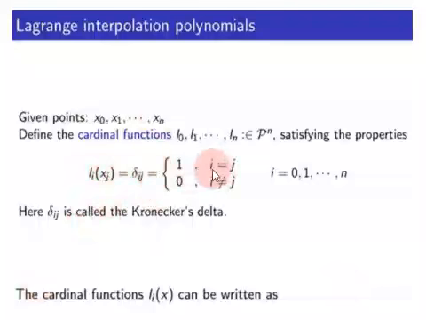When i equals j, the delta returns the value of 1. When they are different, the delta returns the value of 0. This delta is called the Kronecker delta.